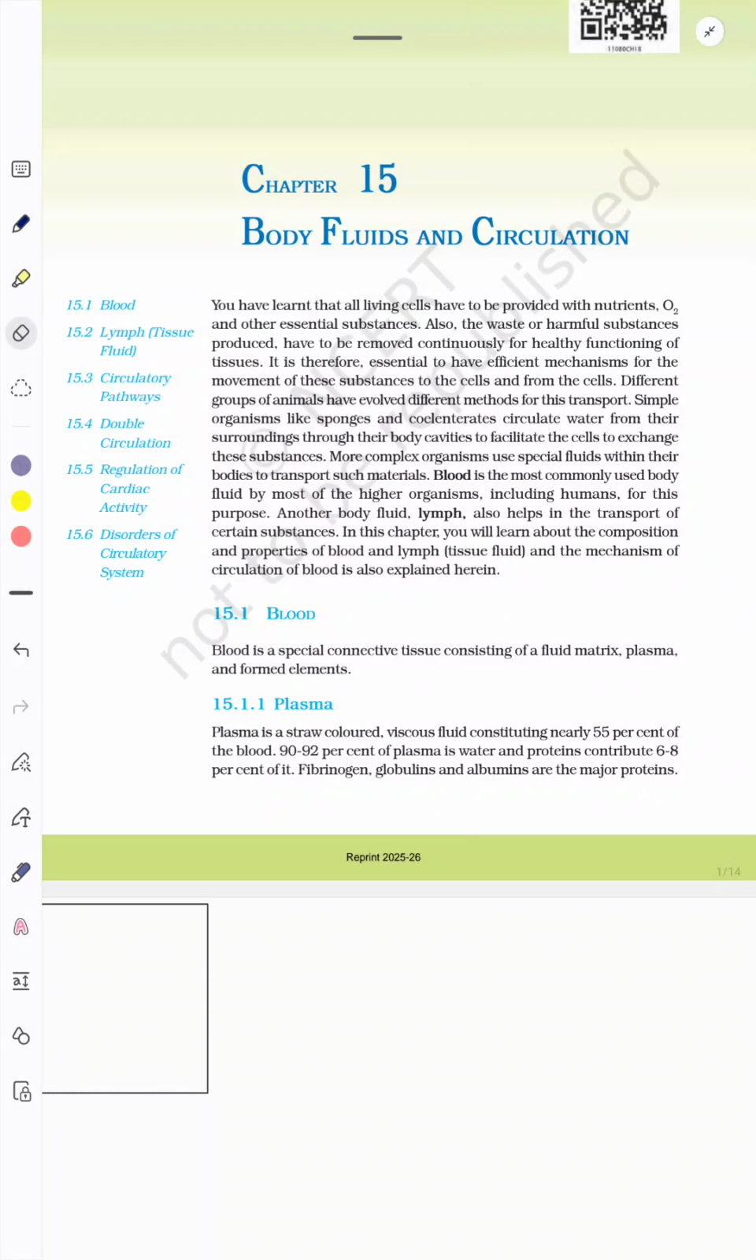Hello everyone. So today we are going to start with circulatory system in human physiology. In this we'll be dealing with each and every paragraph. So we'll finish this chapter in two parts. So today we are going to take this introduction part.